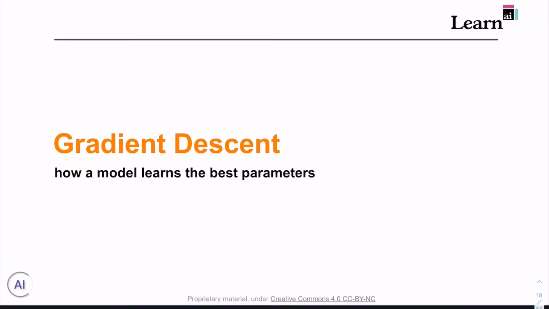right? So we're talking about gradient descent now. Gradient descent is sort of a big topic and trips a lot of people up, but it's really not that complicated. We're going to try to explain it in the simplest way today, so you can really think about it in an intuitive manner. Gradient descent is how a model learns the best parameters, slash weights.